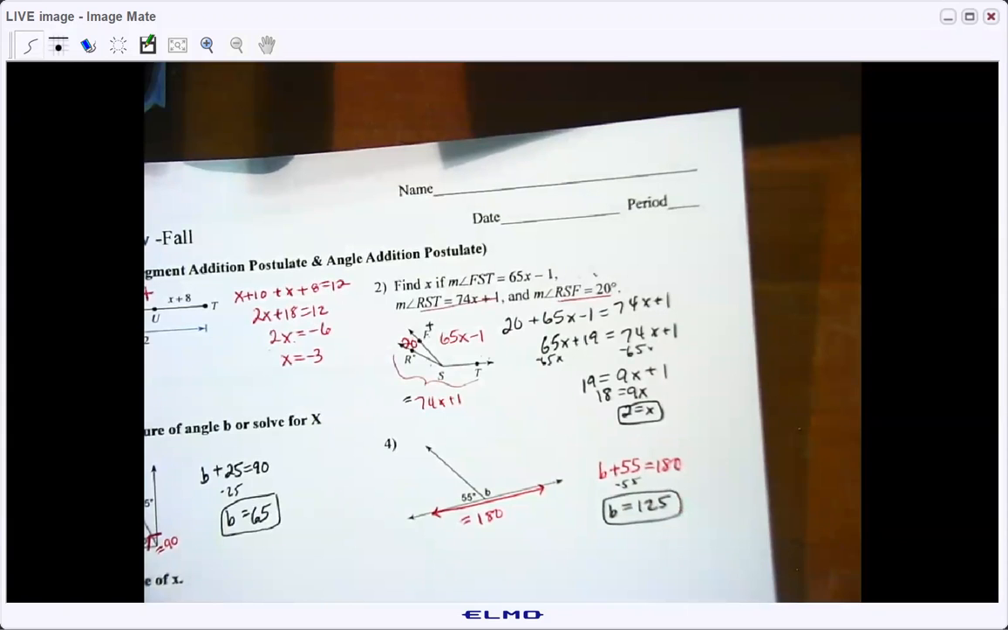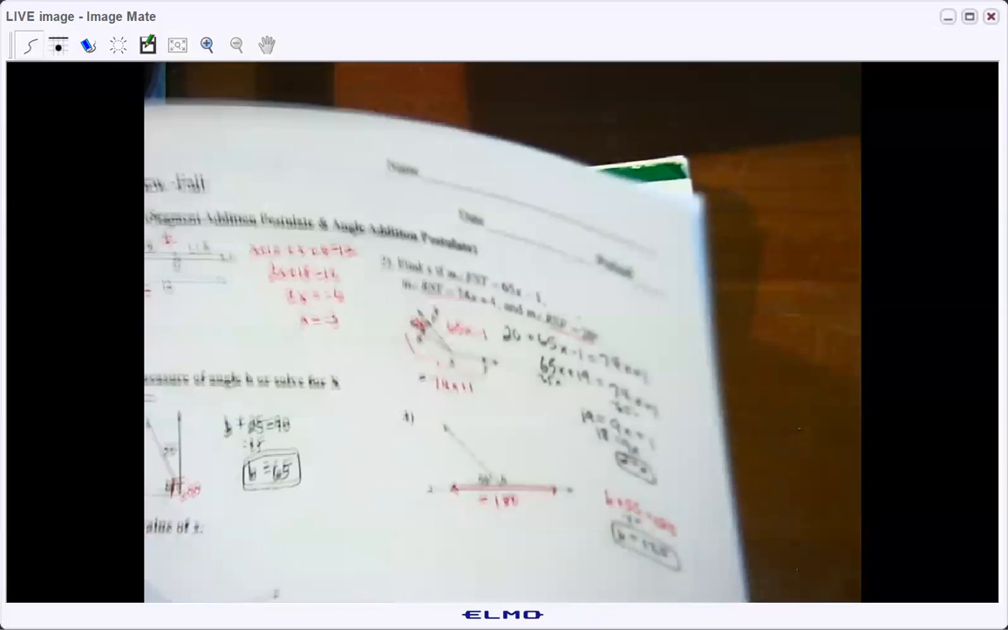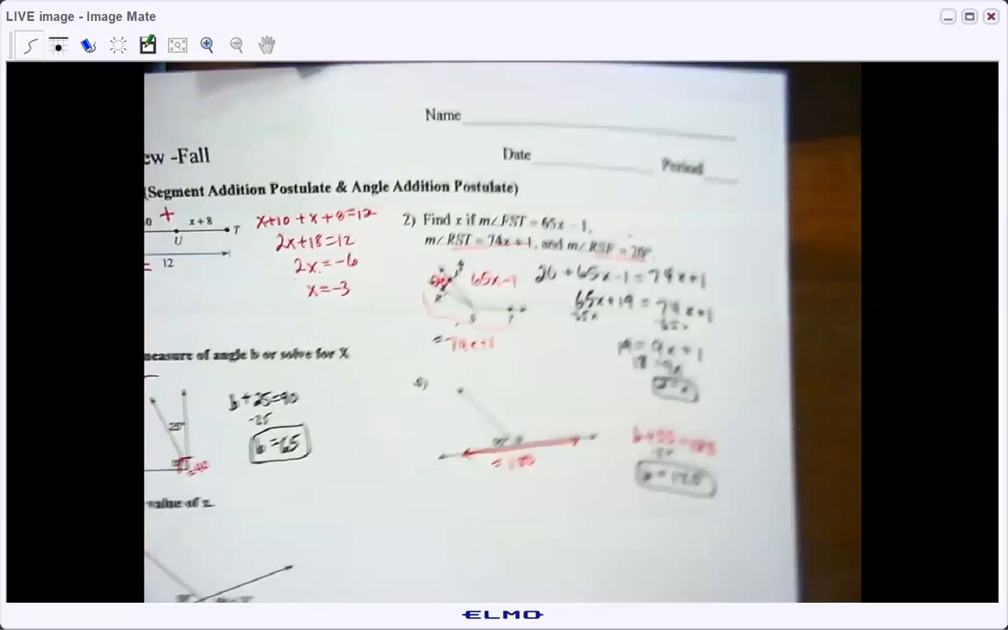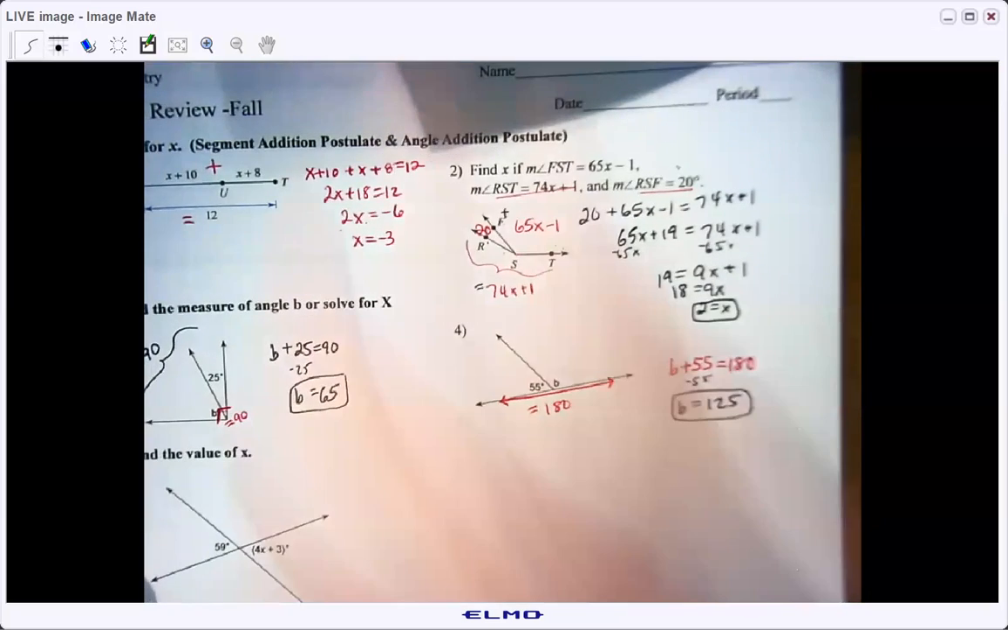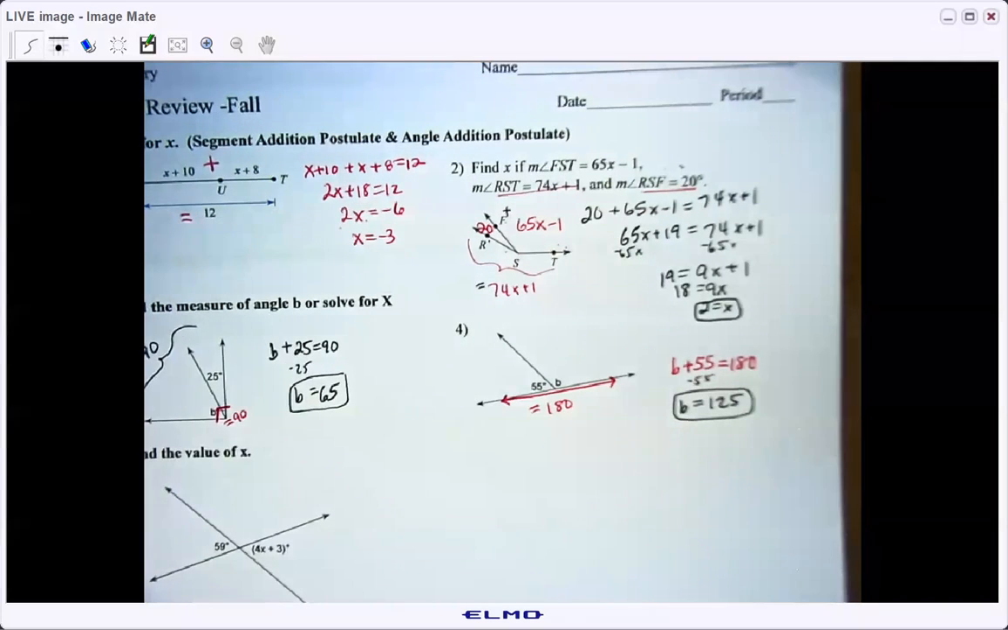Questions on those? Way back to trimester 1, basic geometry, that we were learning. What does it mean, for the postulates, adding things together?